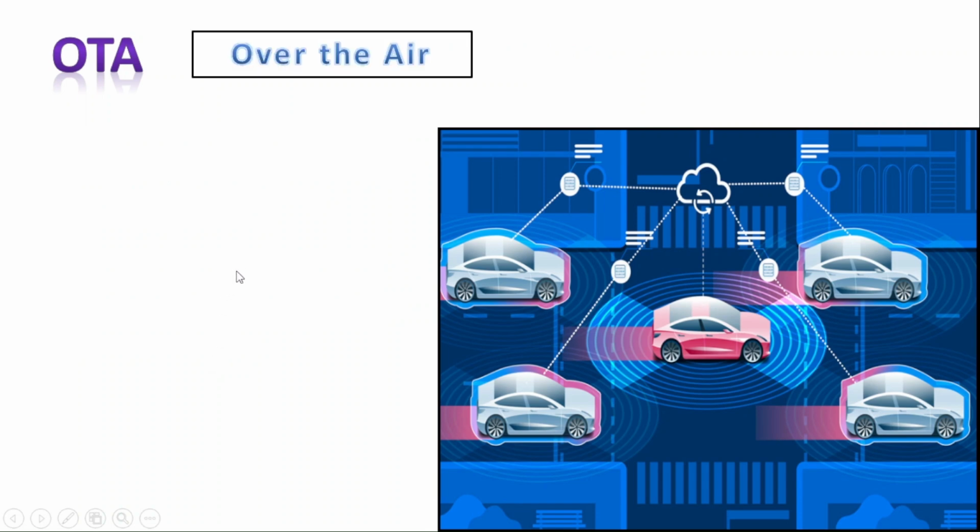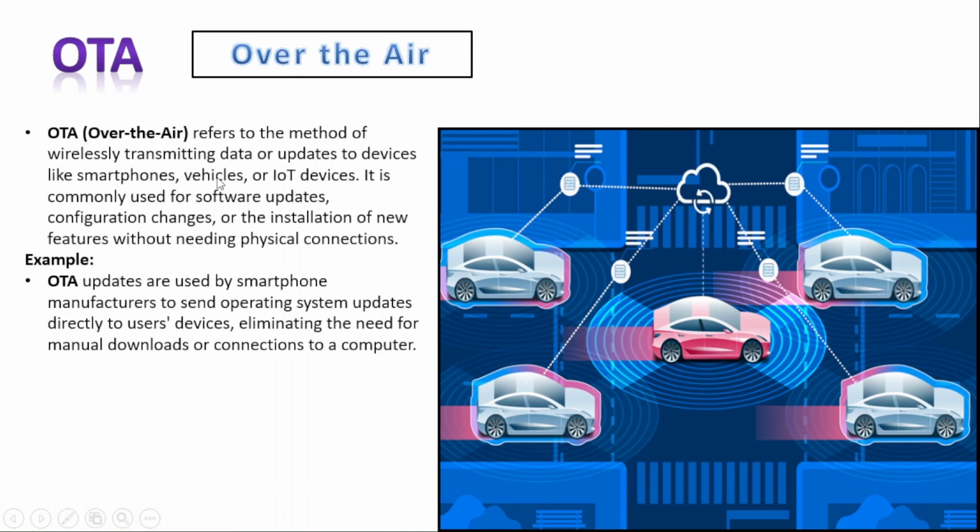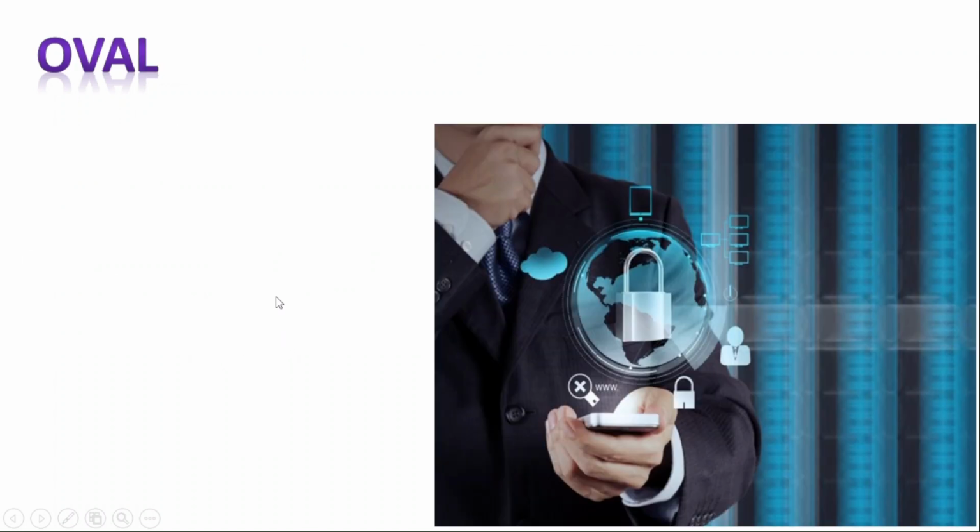OTA, that is over the air. So OTA or over the air refers to the method of wirelessly transmitting data or updates to devices like smartphones, vehicles, or IoT devices. It is commonly used for software updates, configuration changes, or the installation of new features without needing physical connections. Example: OTA updates are used by smartphone manufacturers to send operating system updates directly to users' devices, eliminating the need for manual downloads or connections to a computer.